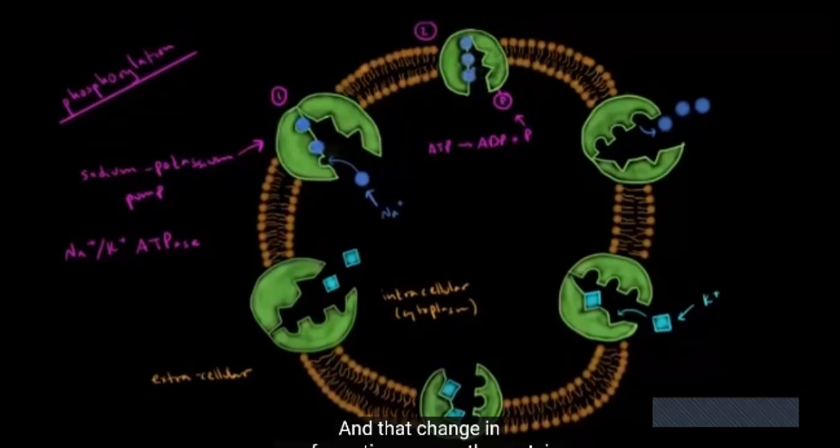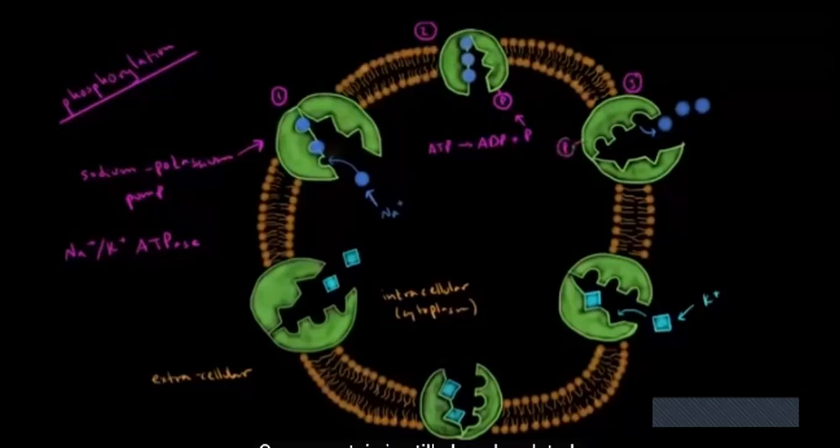And that change in conformation causes the protein to turn itself around by 180 degrees and face the outside of the cell. And that's what you're looking at right over here. So our protein is still phosphorylated. I know I drew it in a different place, but just keep in mind that there's still a phosphate group attached to that protein. And then the protein releases these sodium ions into the extracellular space.